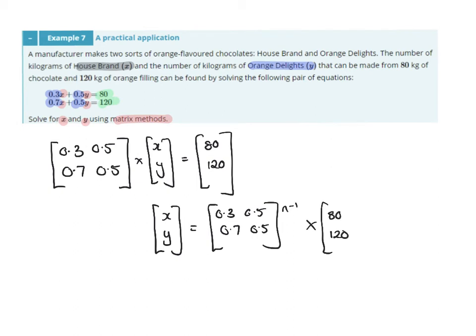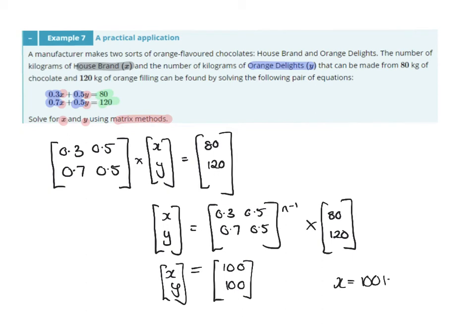And I'm going to let you guys all do that and tell me what the answer is, and we'll come back. Okay, so we do that and we end up with 100 and 100. So what that means is x equals 100 kilograms. Was it kilograms? Yeah. And y equals 100 kilograms.